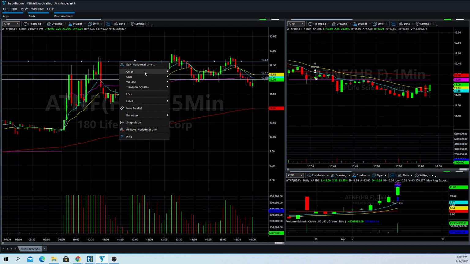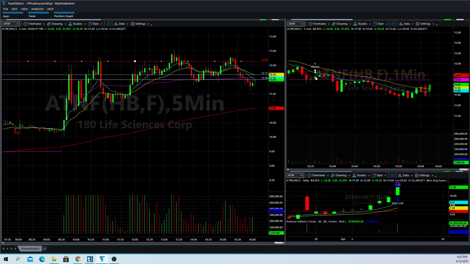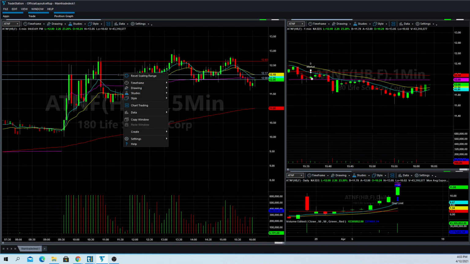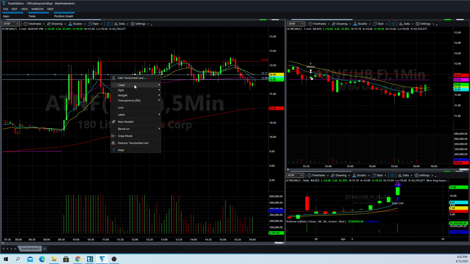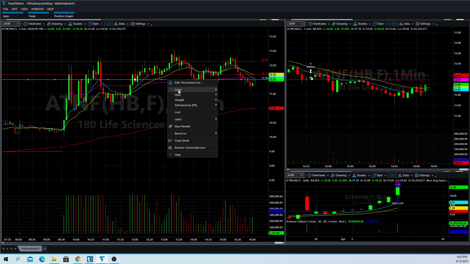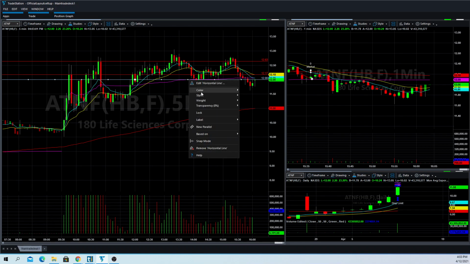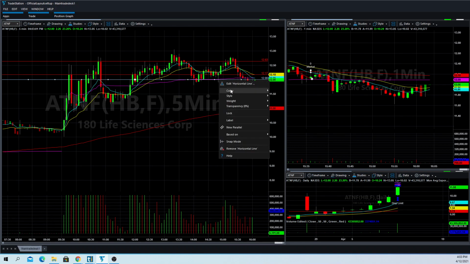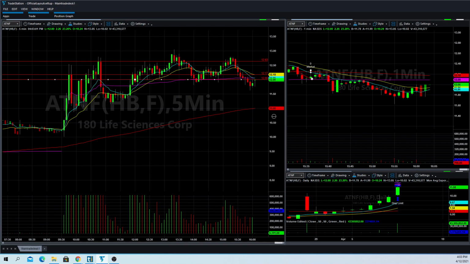We're gonna put colors on these. I use red to signify the resistance area, and all it's telling me is to be careful. If I'm gonna take a trade, be cautious.